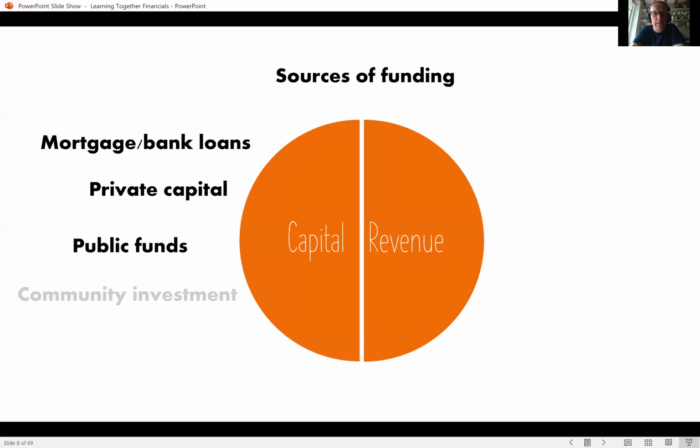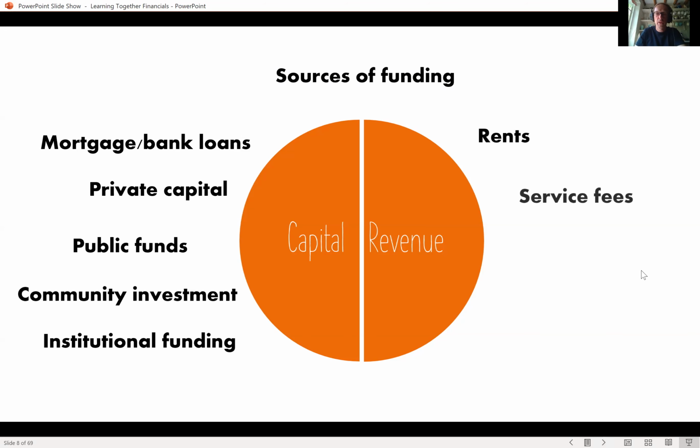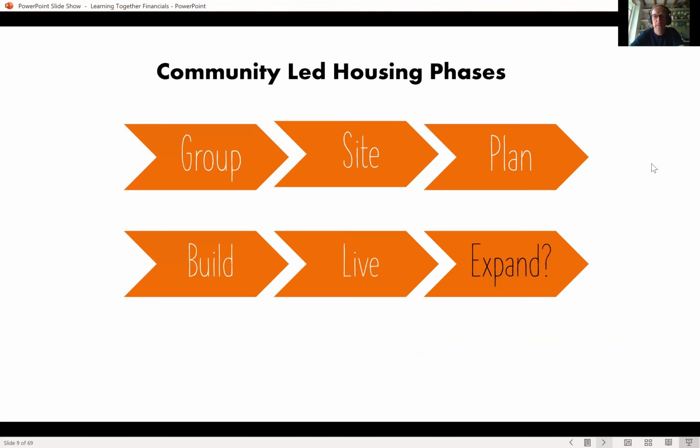Capital, again, for your big picture, big expenditure parts: mortgage, bank loans, private capital, public funds, community investment and institutional funding. And then for revenue, it tends to be to pay for ongoing costs once you've established: rents, service fees, to a lesser extent donations, and sometimes there's some grants available. So that's just a kind of broad picture, and there's obviously a lot more detail that we could go into around that on a one-to-one basis if you wanted to talk to us about that as a project.